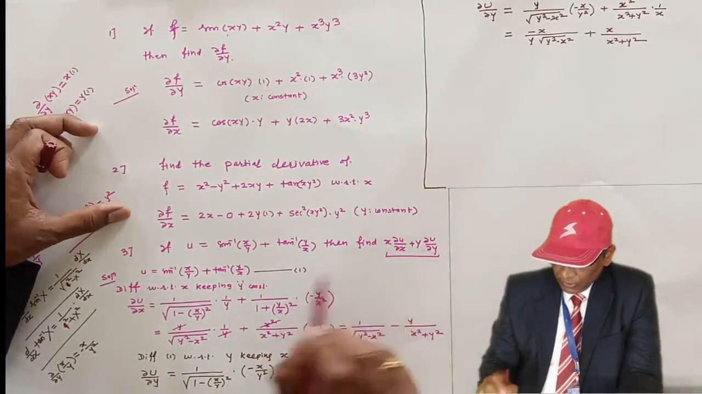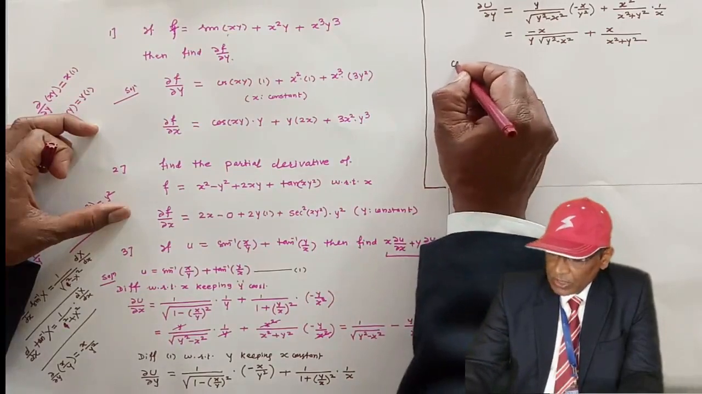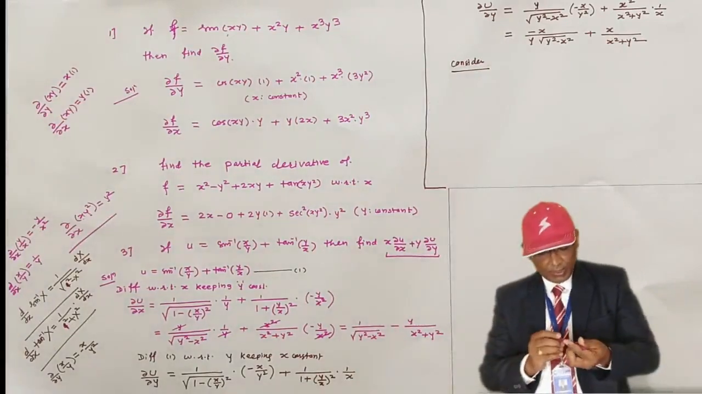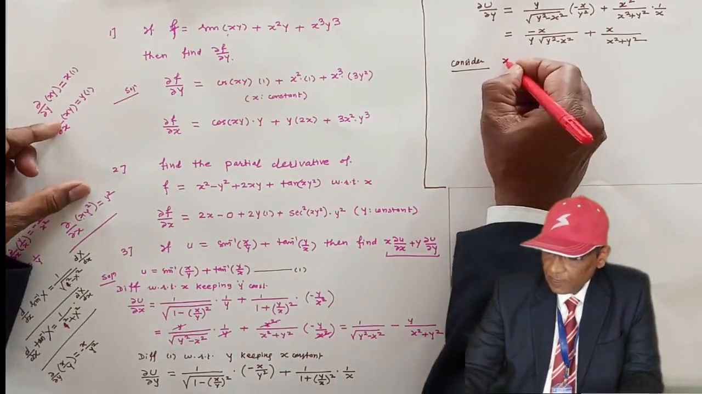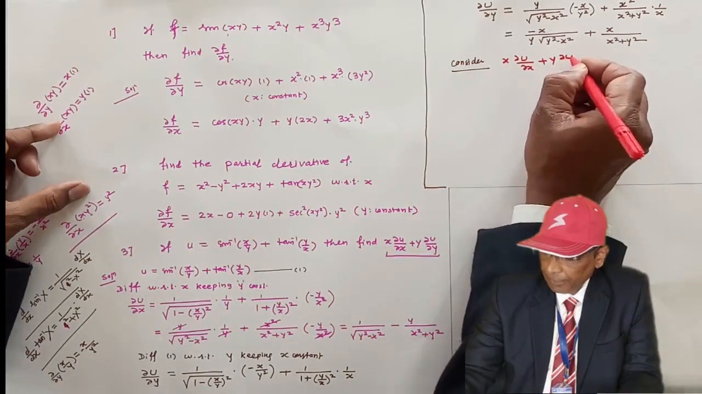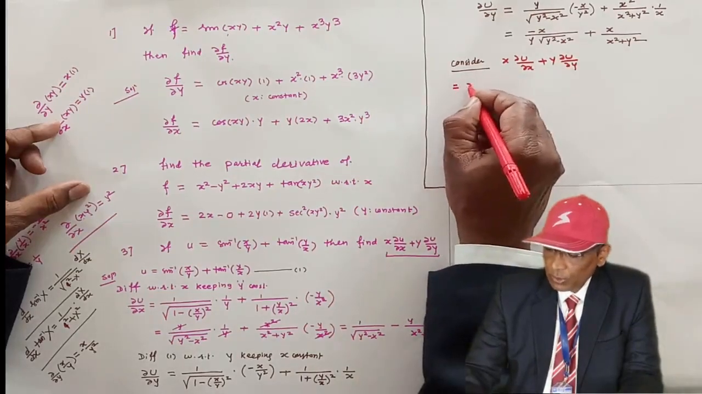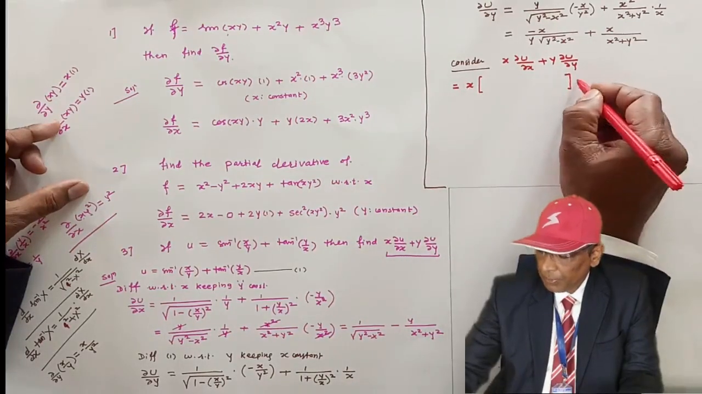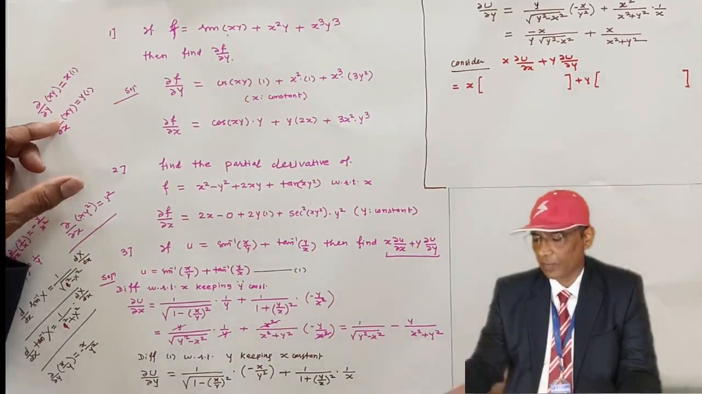Now what we have to find here, we have to find out the value of this component. Now I am going to consider this component. What? X del u by del x plus y del u by del y. Now putting the values of those components, del u by del x value I am putting here, plus y, del u by del y value, so I am going to put.